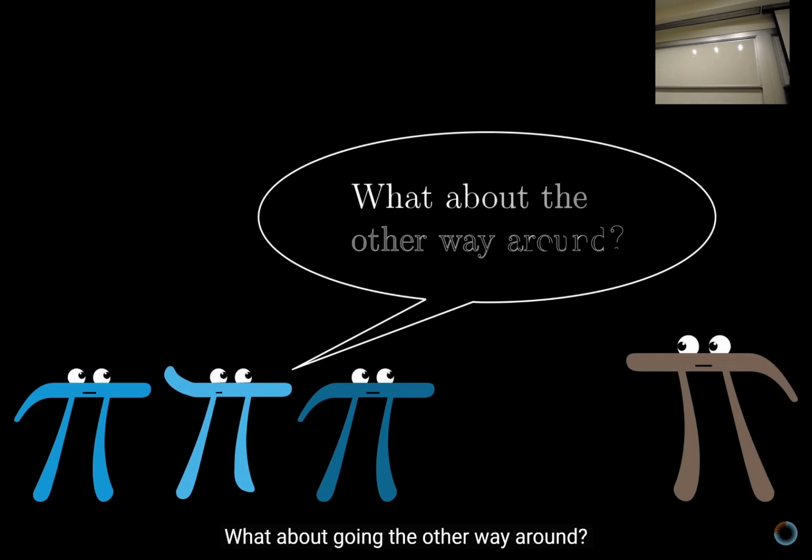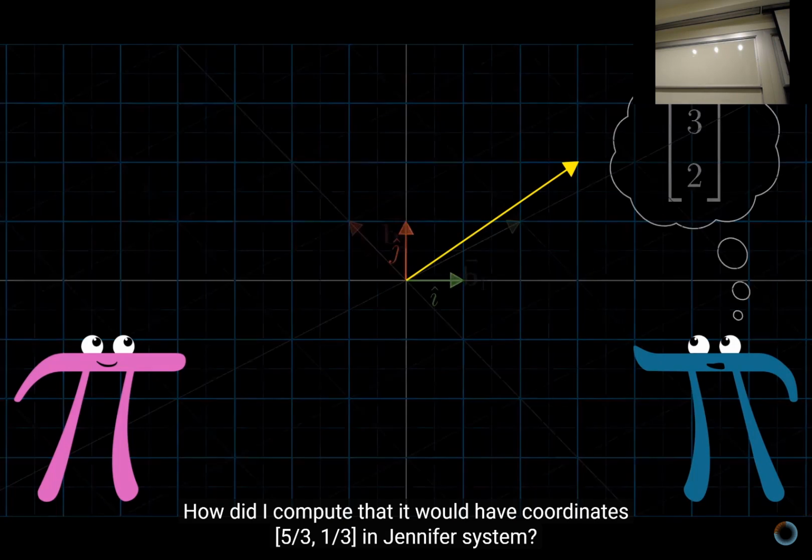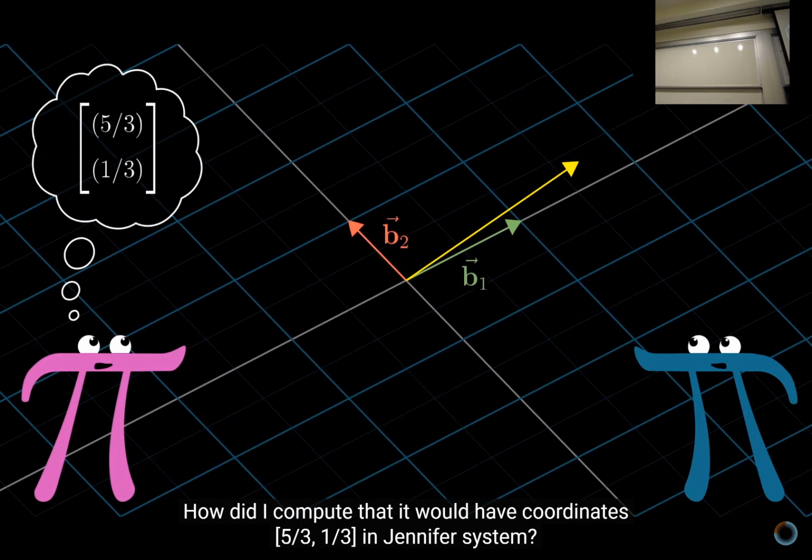What about going the other way around? In the example I used earlier this video, when I had the vector with coordinates 3, 2 in our system, how did I compute that it would have coordinates 5/3 and 1/3 in Jennifer's system?